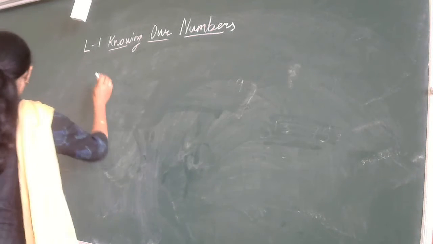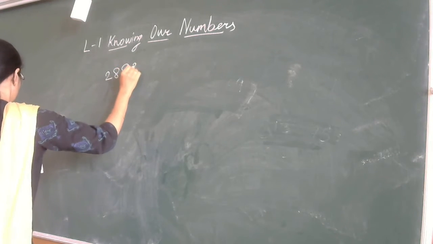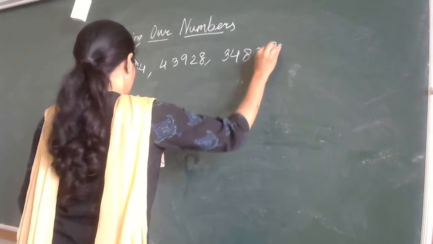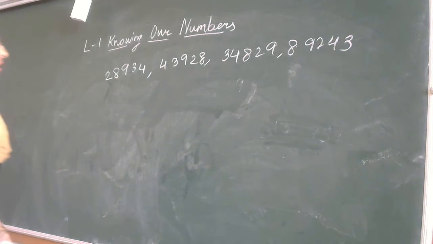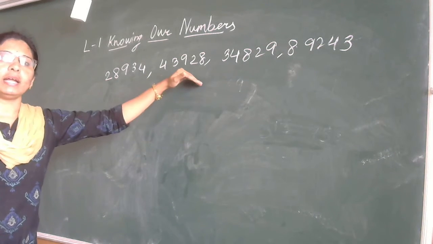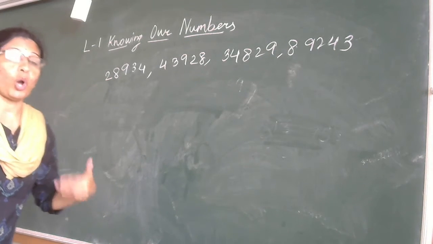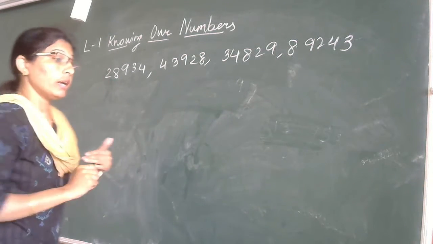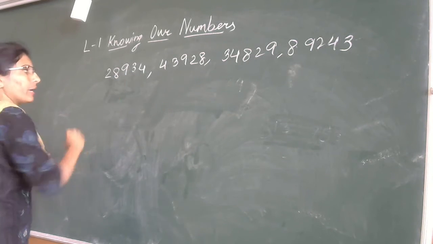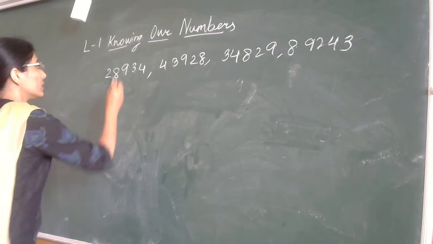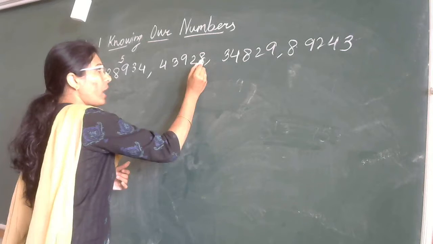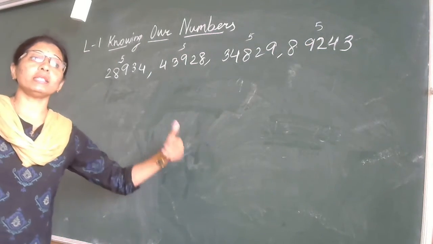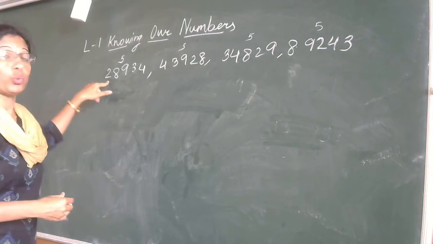Now this is one example. Here we have to order the numbers in descending order. Descending means big to small and ascending means small to big. Now what is the first step? Here you can see 1, 2, 3, 4, 5. This is 28,934, a 5-digit number. This is also 5 digits, this is also 5 digits, and this is also a 5-digit number. After seeing the digits, if the digits are equal, then we have to go to the places.